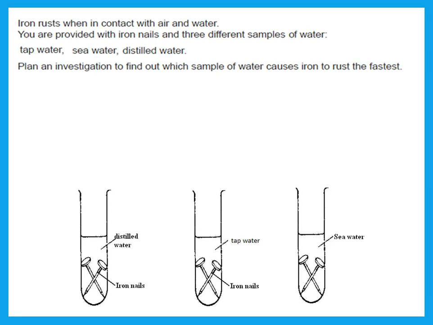Remember that when iron rusts, it reacts with air and water, so it changes into hydrated iron(III) oxide. That means its mass will increase. So the one that rusted more is the one that has increased in mass more.